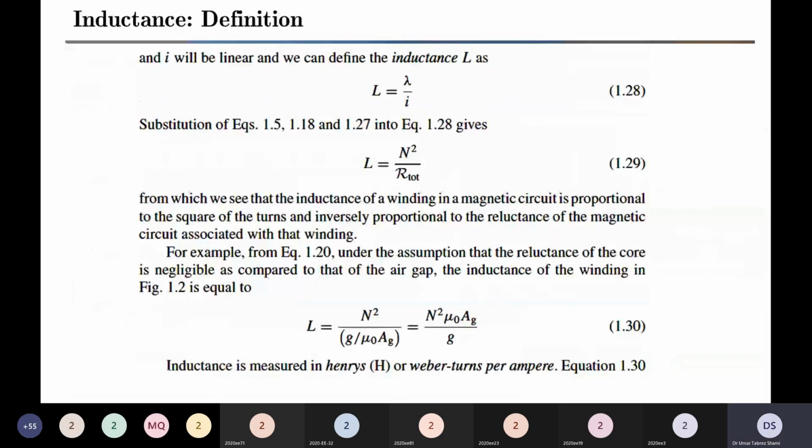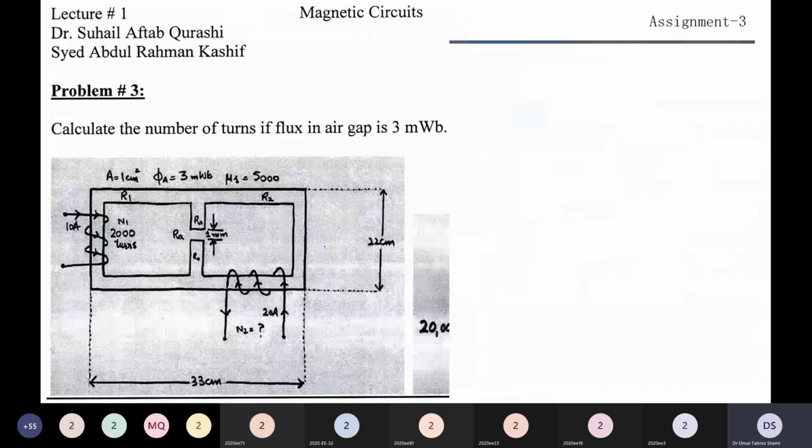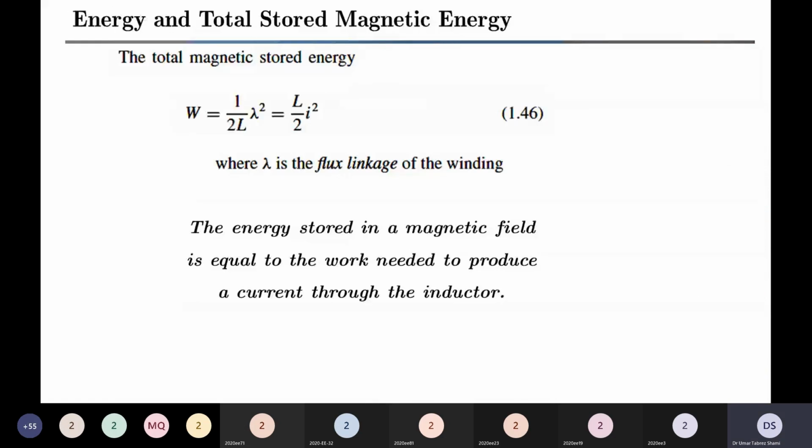Now we have an example, और एक और चीज मैंने करानी है, वो है कि magnetic energy stored. The total stored energy is given by the formula half L i square. This is the total magnetic energy stored. It is given by half L i square, where L represents the inductance, I represents the current in the inductance, and when we take the product of half L i square, we get the total energy stored in a magnetic field, which is equal to the work done needed to produce a current through the inductor.